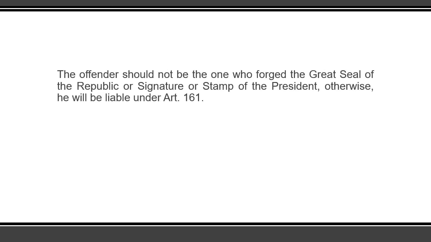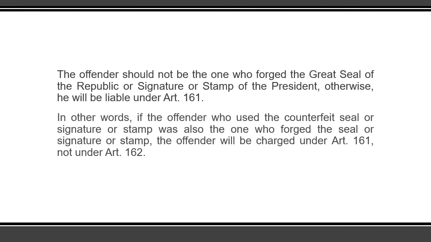Now, what you should remember in Article 162 is that the offender should not be the one who forged the Great Seal of the Republic or the signature or stamp of the President. Otherwise, he will be liable instead under Article 161. In other words, if the offender who used the counterfeit seal or signature or stamp was also the one who forged the seal or the signature or stamp, then he will be charged under Article 161 for the crime of counterfeiting or forgery and not under Article 162.